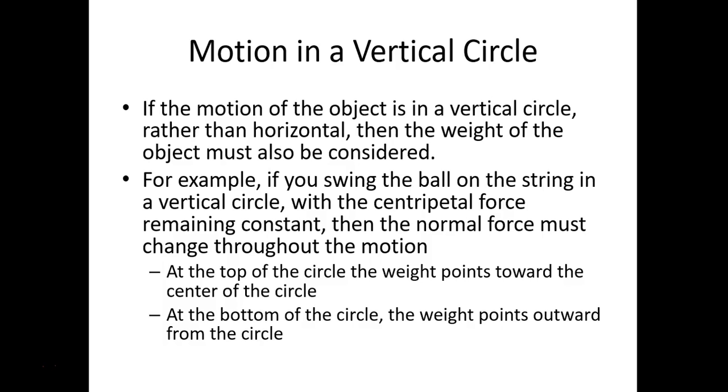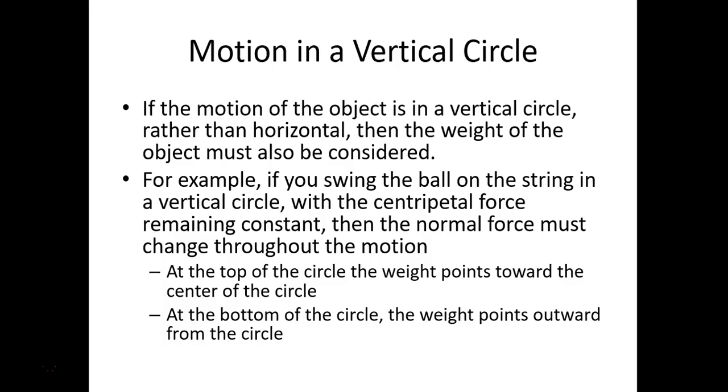If you swing a ball on a string in a vertical circle, then to keep the centripetal force constant, the normal force has to change throughout the motion. And you've noticed this if you try to swing something in a circle, right? You have to change how you move your hand. You have to adjust your wrist as you're swinging it in a circle. And so you can feel the change in this force required to keep it moving at that same speed.